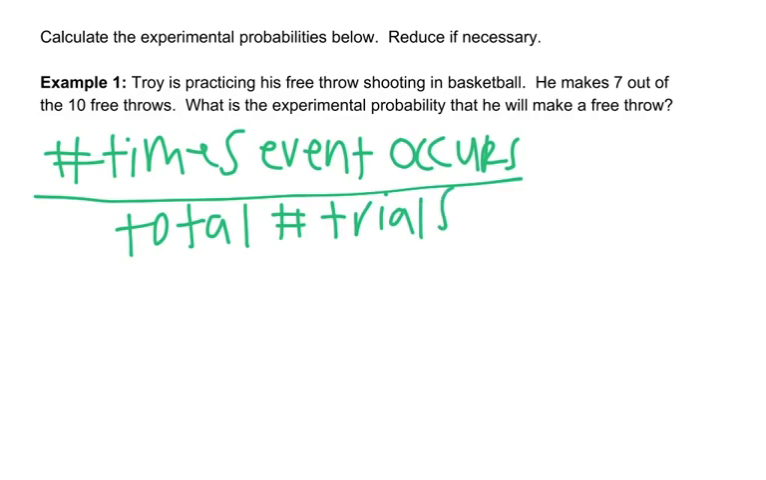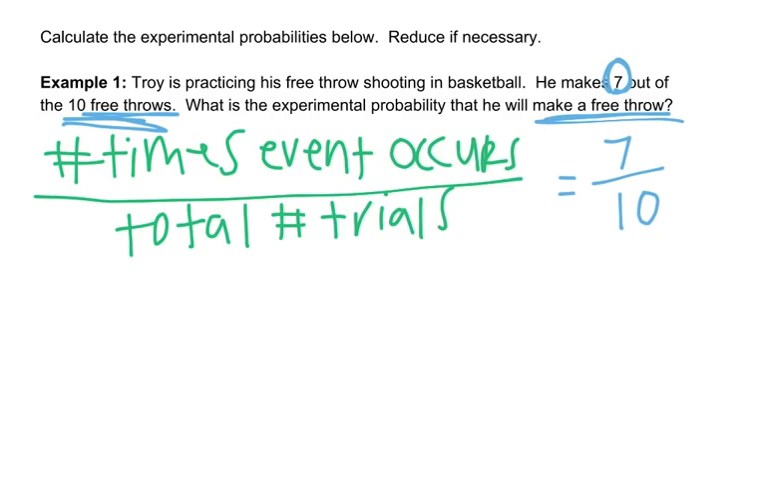So on the top here, the number of times the event occurs, that is making a free throw. How many times did he make a free throw? Well, he makes 7 free throws, so 7 is going to go on the top of the fraction. And on the bottom of our fraction, it says the total number of trials, which is how many free throws he did in general. We can see there's 10 free throws that he shoots, so we're going to put 10 on the bottom here.